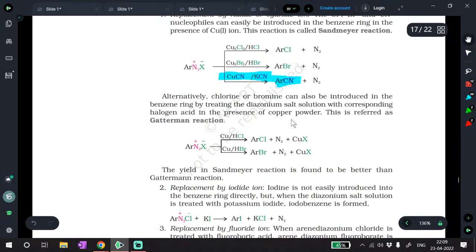Alternatively, chlorine or bromine can also be introduced in the benzene ring by treating the diazonium salt solution with the corresponding halogen acid in the presence of copper powder.